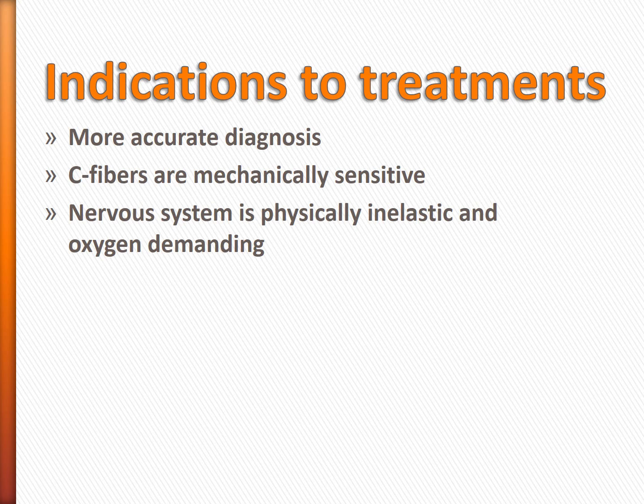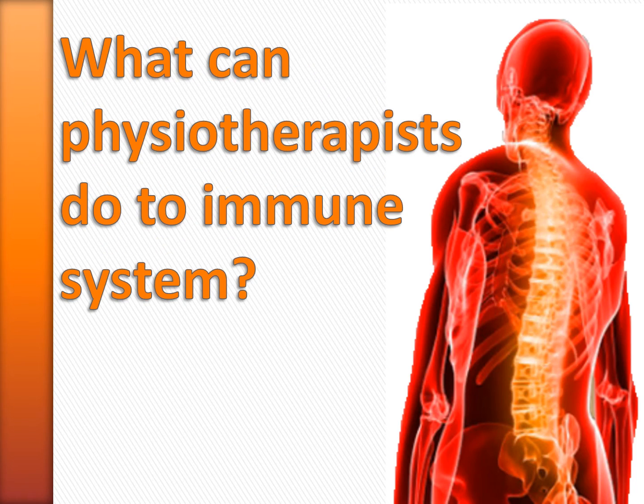Yes, we can. And also, the nervous system is physically inelastic in nature and very oxygen demanding. Lacking oxygen or under mechanical compression, the nervous system is really not in favor. Can we do something to exercise the nervous system so that it can increase flexibility and promote transportation of oxygen? Yeah, perhaps we can do something, right? And how about the immune system? Don't miss that.